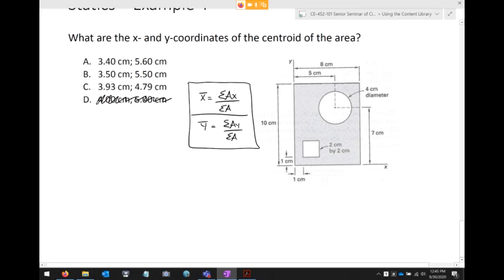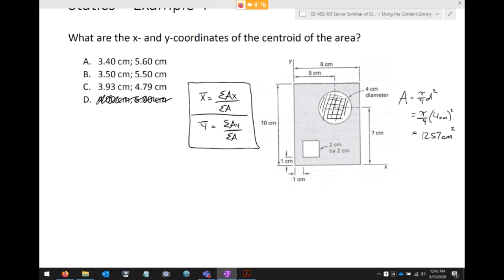Okay. Now, what I'm going to do is I'm going to split this up into 3 regions. We're going to have the rectangle, the square hole, and then the circular hole. Now, the area of that circular hole is pi over 4 d squared, which is pi over 4 times, what is that? It's a 4 centimeter diameter, so 4 centimeters squared, and so that's 12.57 centimeters squared.